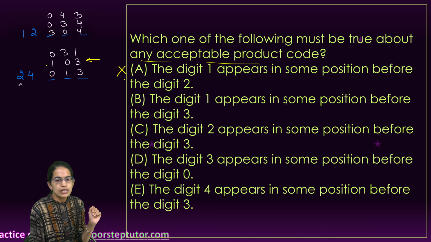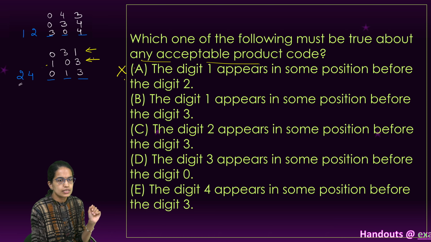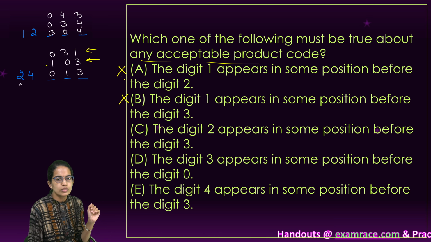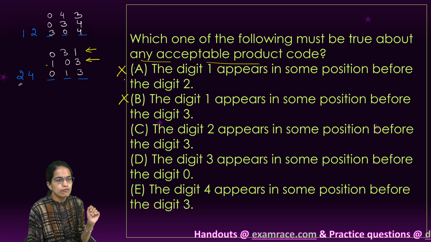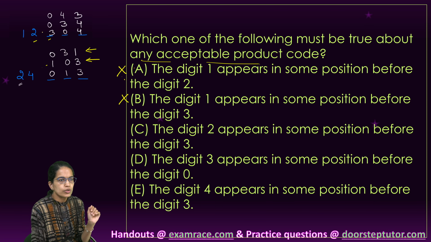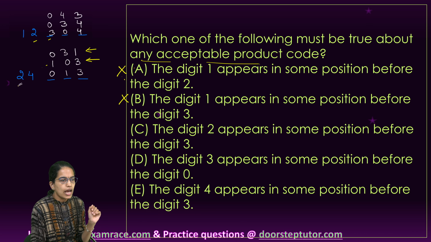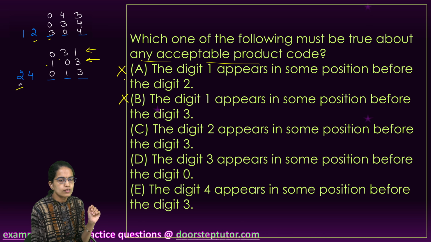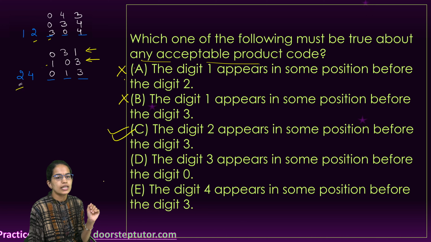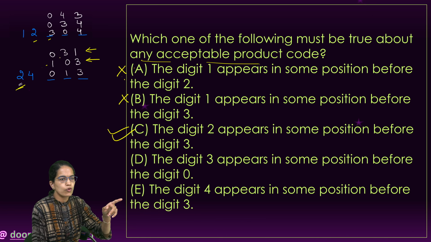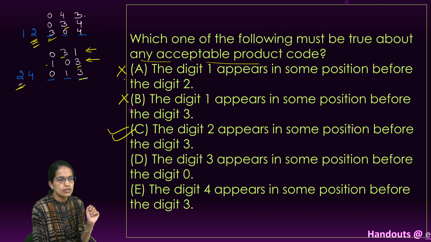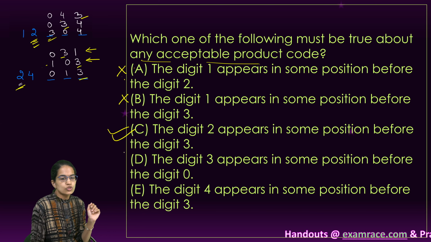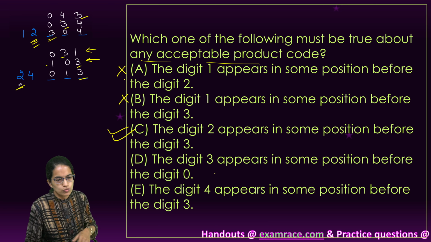Digit 1 appears before 3. So 1 appears before 3, but here 1 is after 3 in this case, so again the second option is false. Digit 2 appears before 3. So 2 is before 3 in all these 3 cases, and 2 is before 3 again in all these cases. So this option is correct because 2 is before 3 in all the options. So this is correct. Let's move on to the next ones as well.